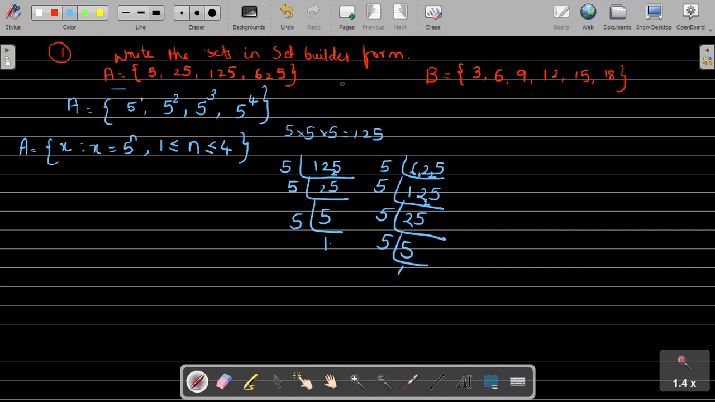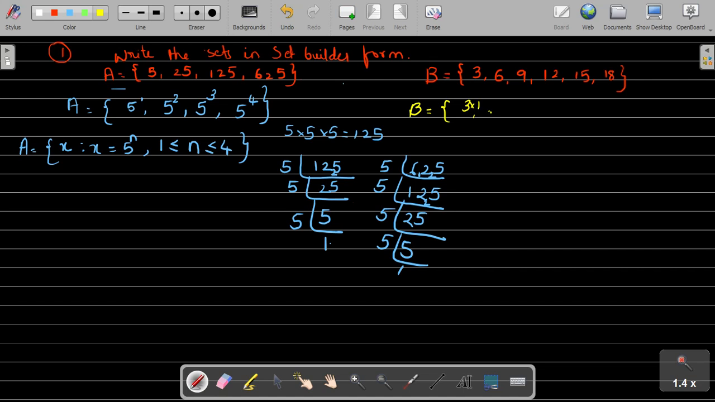Let us try out this set B as well. Let's choose another color here. Now look at this set B. Observe the pattern of the elements in it. Don't you think that these are the multiples of 3? This can be written as 3 into 1, isn't it?